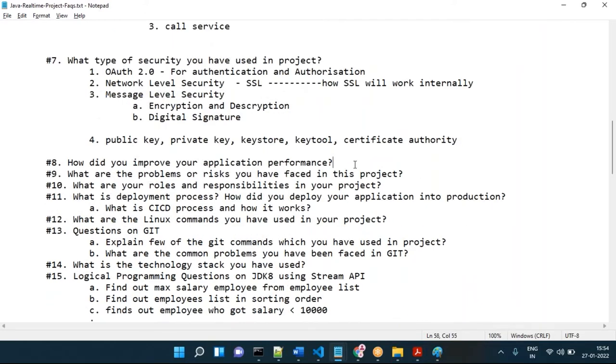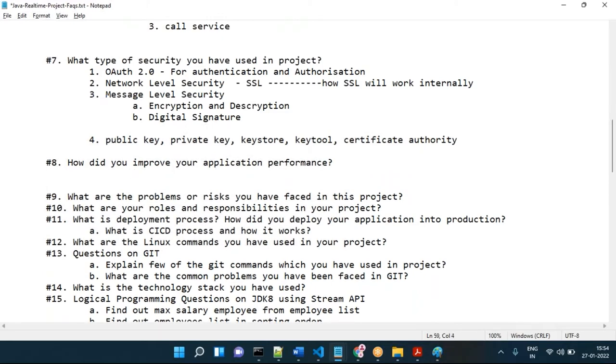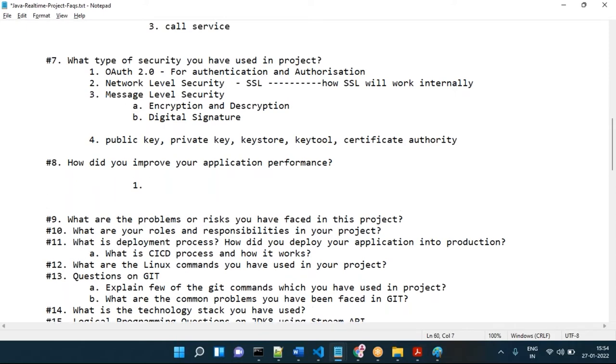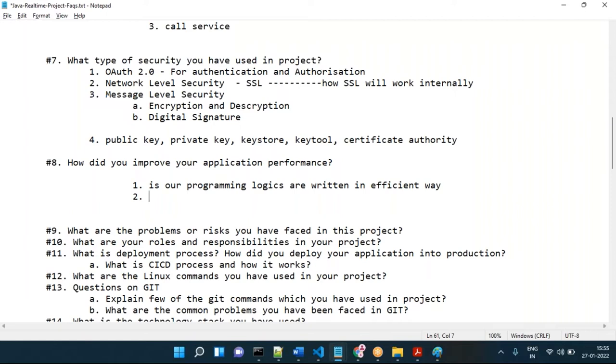Next one. How did you improve your application performance? So many ways. First one is that our programming logic is written in an efficient way. The good programmer is the one who writes fewer lines of code. You cannot write simple logic in 10 lines, 20 lines, 100 lines. You have to write logic in fewer lines. Use lambda expressions, use functional interfaces, and use stream APIs to write optimized code.